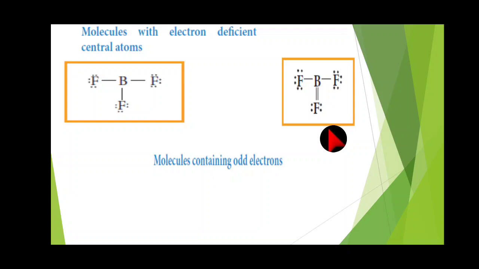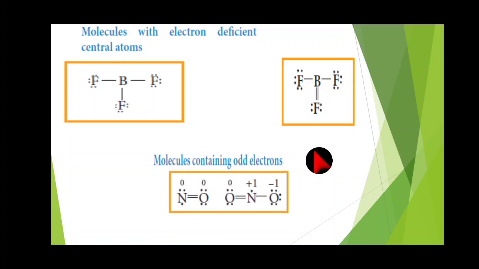Second one, molecules containing odd electrons also do not satisfy the octet rule. For example, in nitrogen dioxide we can make a structure like this, and nitric oxide, NO. All the atoms do not have an octet configuration. Once you check around the nitrogen atom, 8 electrons will not come, right? Here 1, 2, 3, 4, only 4 is coming. So it does not satisfy the octet rule.